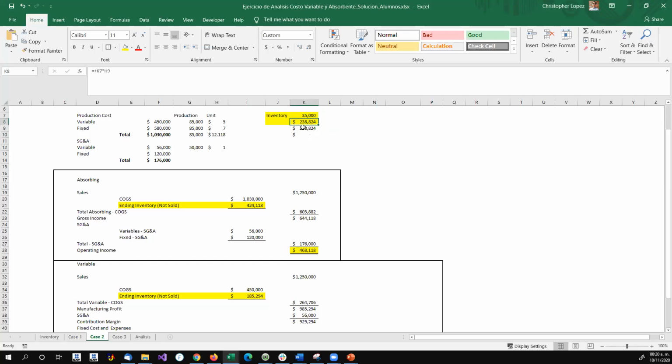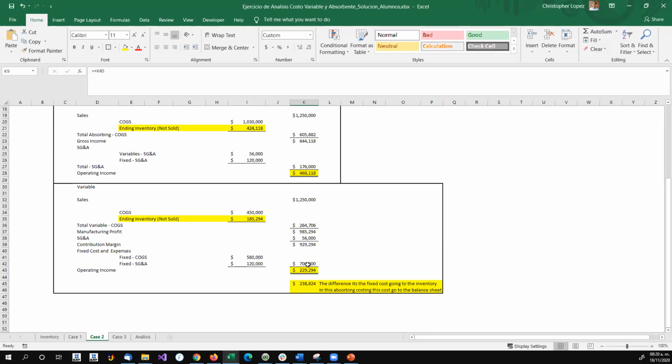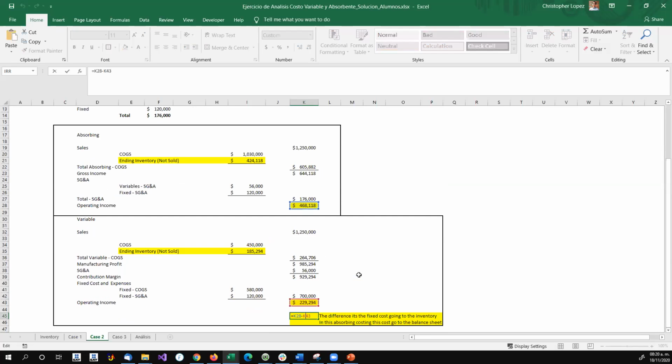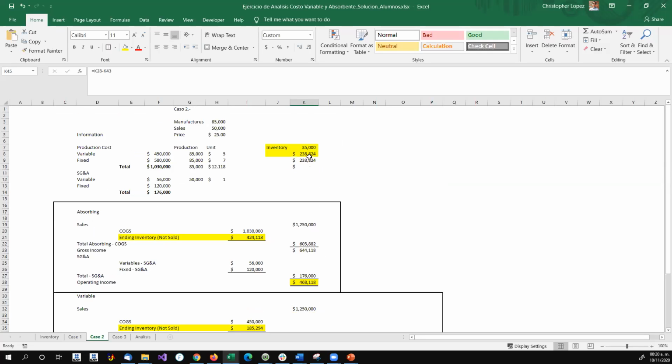Teacher, can you put your mouse on the 238,000? Where is the inventory? Which one? This one or this one? The top one first. Wait. And then the bottom one, please. What comes from here and this here is the difference between these two. Okay. So always you have to have 0, right? Yes, between this and this one.